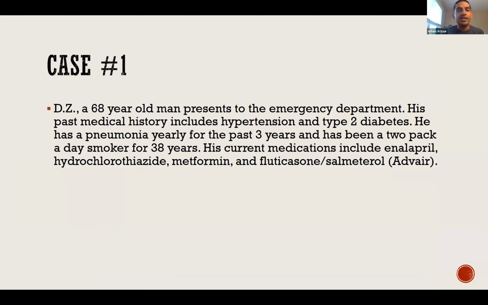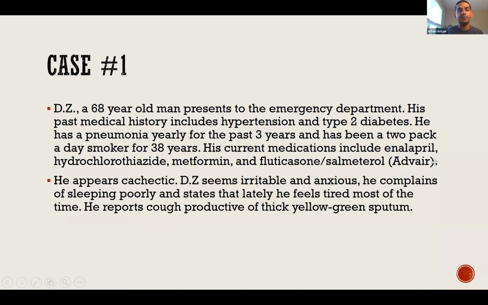So now I'd like to get into the core management principles of acute exacerbations, and I'd like to relate this to a case. So DZ presents to your emergency department. He's a 68-year-old man. He has a history of hypertension and type 2 diabetes. Unfortunately, yearly for the last 3 years, he's had pneumonia. He's also a current smoker with a 38 pack-year history. He's on some blood pressure medications. He's on metformin for diabetes. His controller inhaler is Advair.